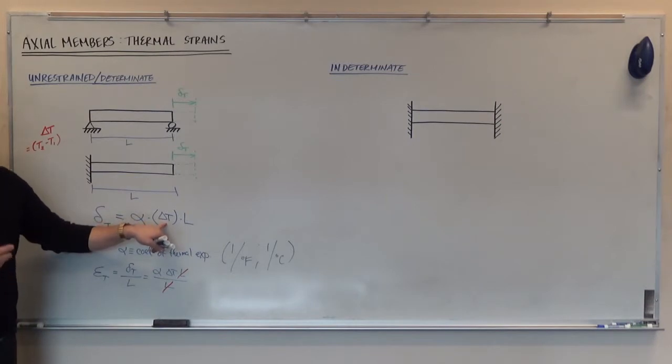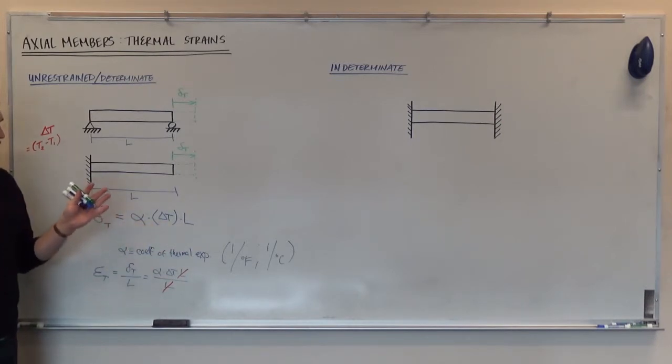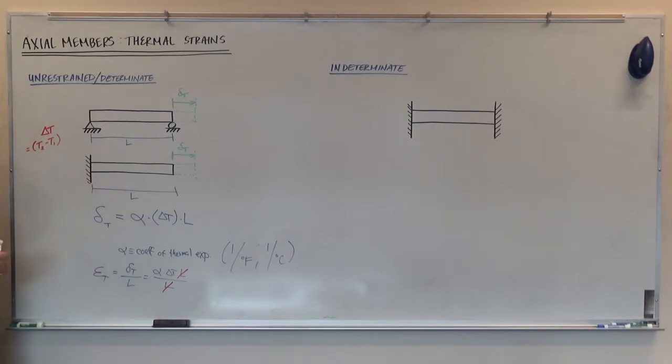So the only thing that affects whether you're calculating a reduction in length or an expansion in length is delta T, and an increase in temperature would cause a positive delta T, which makes sense. When we heat things up, they tend to expand. And then L is just the original length, so a pretty straightforward calculation. And for determinate structures, it's relatively straightforward.